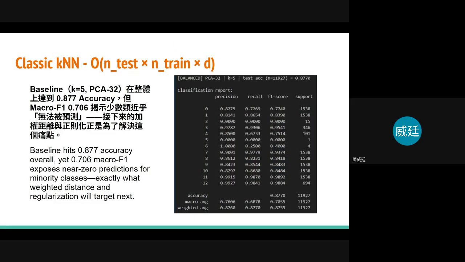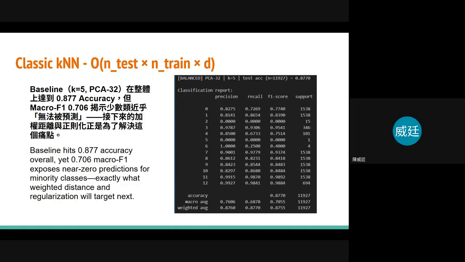This slide shows our baseline, K equals 5, with PCA 32 features. KNN inference cost is big O of the number of tests times the number of train samples times the dimension, and the dataset's N is very large. So a naive approach in high dimension can take days. When I trained this KNN, I spent about 12 hours and it only completed 30%. So we cut that to 30 minutes with 2 moves.